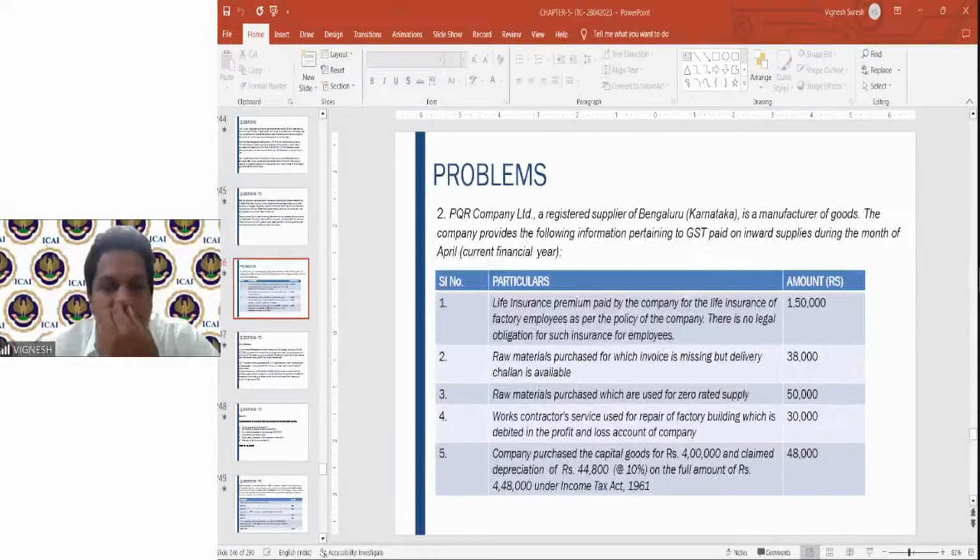Second one, raw materials purchased for which invoice is missing, but delivery challan is available. What is your answer for this? Second one, very interesting.